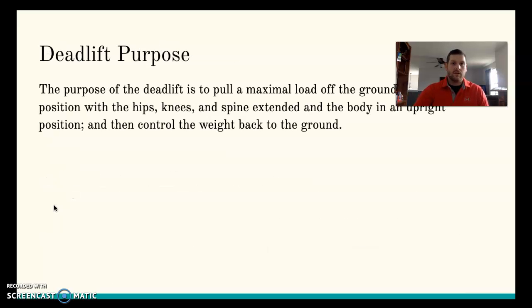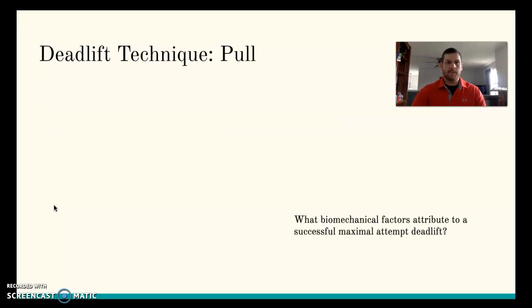So the deadlift purpose, like I said, we're talking about a maximal load deadlift. So the purpose of the deadlift is to pull a maximal load off the ground to a standing position with the hips, knees, and spine fully extended and the body in an upright position, and then control the weight back to the ground. So I'm not just going to drop it once I get to the top. I'm going to replace it.